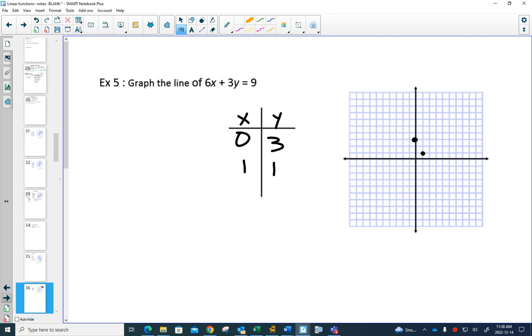Tell me another point. 2. Does 2 work out nice? 6 times 2 would be 12. So what do you do if you can't do it all with mental math? You can do it off to the side. I can plug in 2. Do you see that that would look like this? And 6 times 2 is 12. So some people are really good at mental math. They can just see an answer. That's great. But if you struggle a little bit with mental math, you can use your equation solving skills.